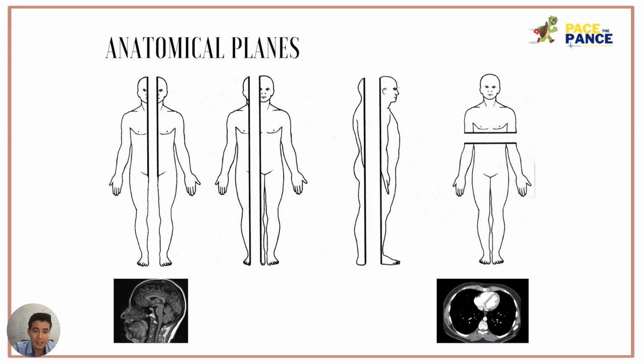You can make these cuts continuously in many different sagittal planes, but there's only one median plane that runs right down the middle, but you can have various sagittal planes that run parallel to that median plane.